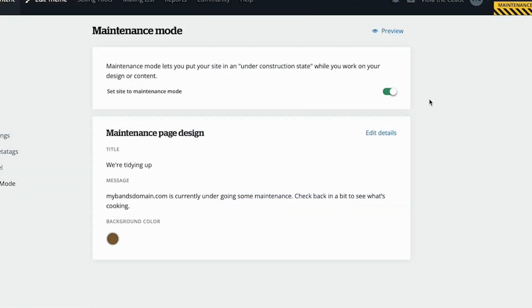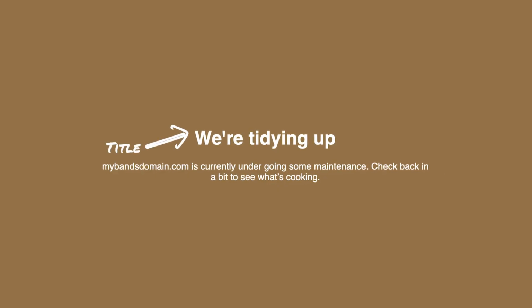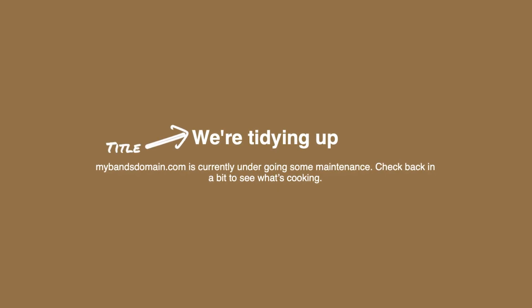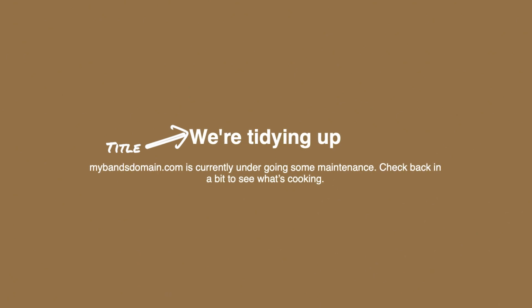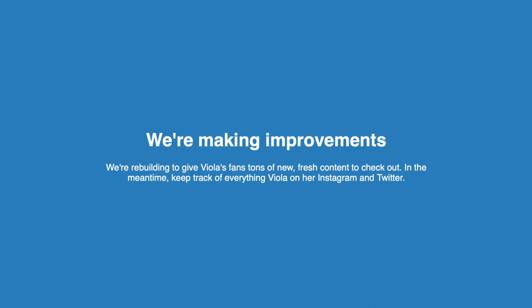To begin editing the text that displays on your maintenance page, click the Edit Details link here. Now you'll be able to edit the title and message fields. The title will display first on the page in a larger font, so keep this brief and to the point. Something along the lines of, we're tidying up, or we're making improvements. All that works great here.